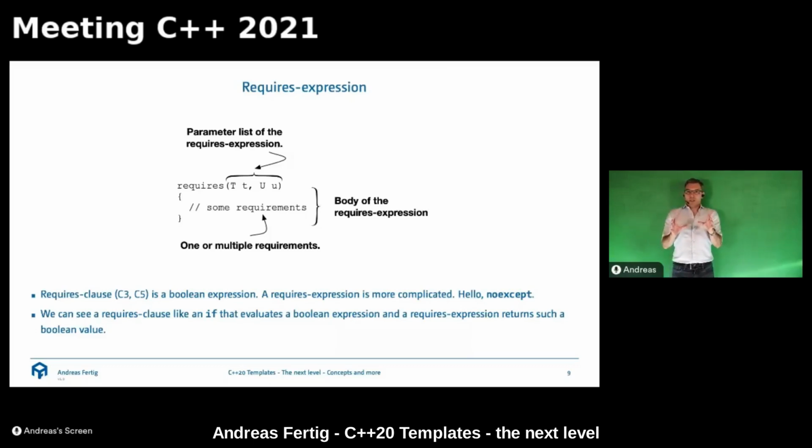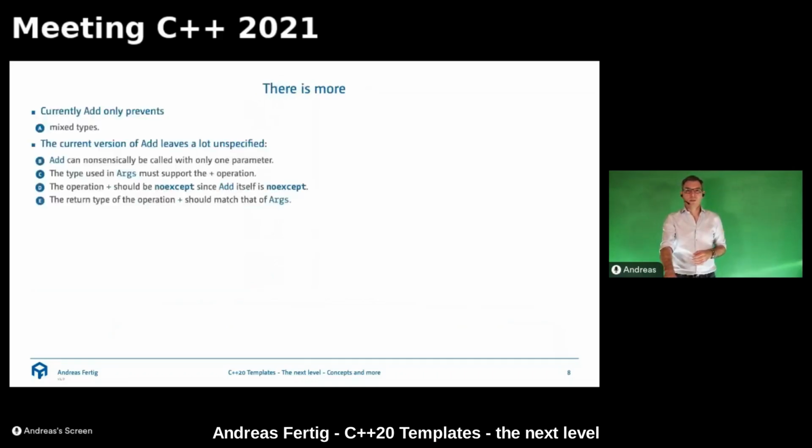So here we are looking at a requires expression. Previously, we already saw a requires clause. This was on C3 and C4 on my application areas of concepts overview slide. And we can see a requires clause as a Boolean expression. And the requires expression, well, that's a little bit more complicated. It's like what we have with noexcept, where we can ask a function whether it's noexcept or not, and we can mark a function as noexcept. So here we can see the requires clause we previously saw, like an if, that evaluates a Boolean expression, and our requires expression, which we are looking at here, provides such a Boolean value. Okay, so this is how you can distinguish these two.